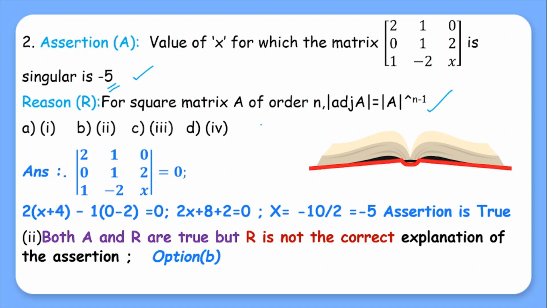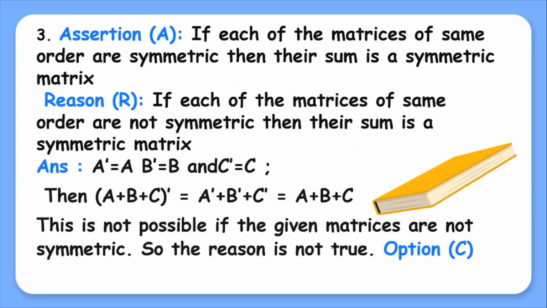Now we will check whether there is connectivity between these two. The reason is telling about a standard rule, but this assertion is not using the standard rule. It is just finding the determinant value. This is some other property. So there is no connectivity between the given assertion and the reason. So we can conclude that A and R are true, but R is not the correct explanation of the given assertion. So option B is the right answer.